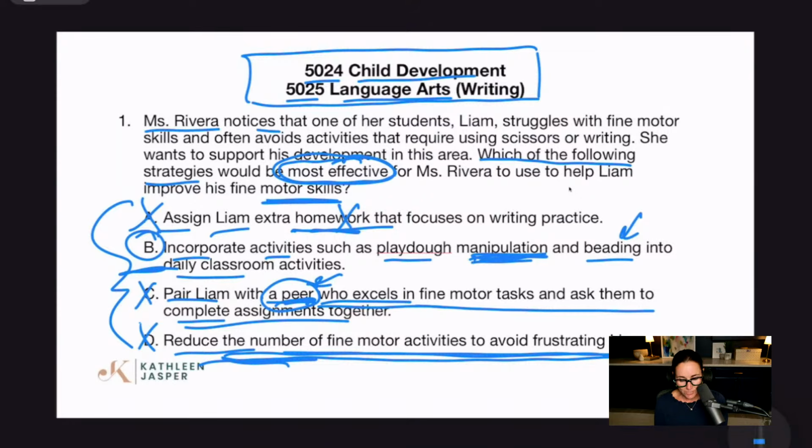Ms. Rivera notices that one of her students, Liam, struggles with fine motor skills and often avoids activities that require using scissors or writing. All right, so this is interesting. We have scissors, which is kind of complex for little kids, right? And writing is sort of complex. So let's switch it up a bit and let's work on those fine motor skills in a different way. And that's why B is the correct answer for number 1.